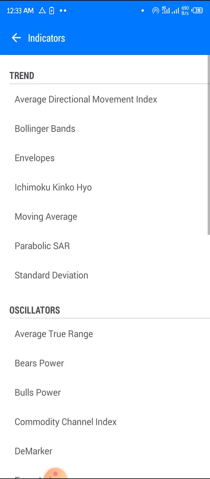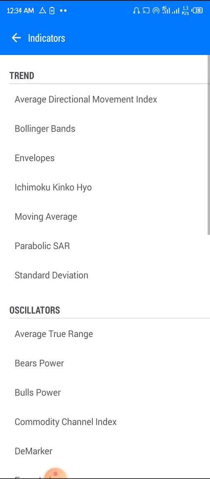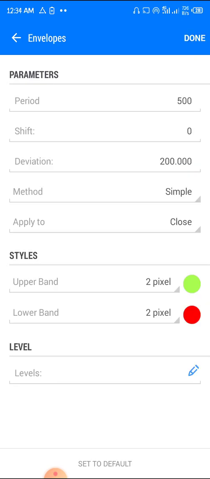Now once you've clicked on done, indicator window 1 will be displayed. Now where you will need to click next is the F icon on the indicator window 1. Click on the F icon, and then what you'll be adding next is your envelopes, and these are the settings of the envelope. These are the parameters. The period should be set to 500, shift 0, deviation 200. Just follow everything that is displaying on your screen like this, then click on done.